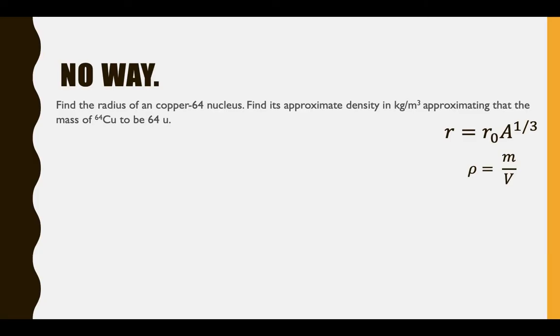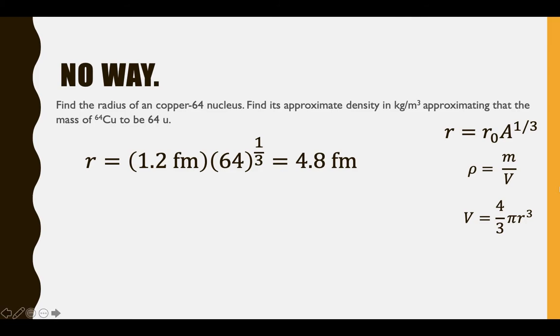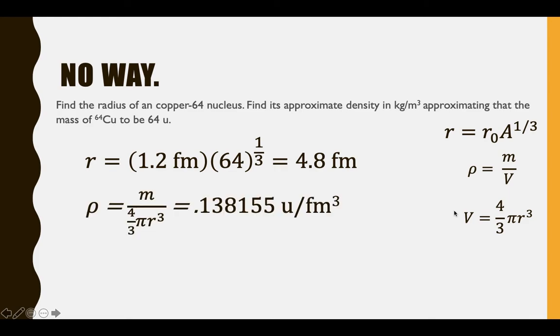So here's a put-it-together problem that you might run into. First find the radius and then find the density of a nucleus. I'll explain why I put "no way" at the top here soon. You can pause the video here and then I'll run it through quick. So pause it and try to figure it out. So here's the formula for the radius. Here's the formula for density. Remember volume, we know that it's a sphere. So we can find the density to be 0.138 U per femtometer cubed.